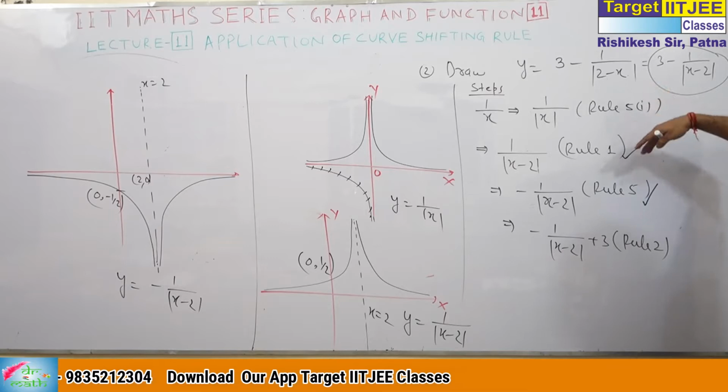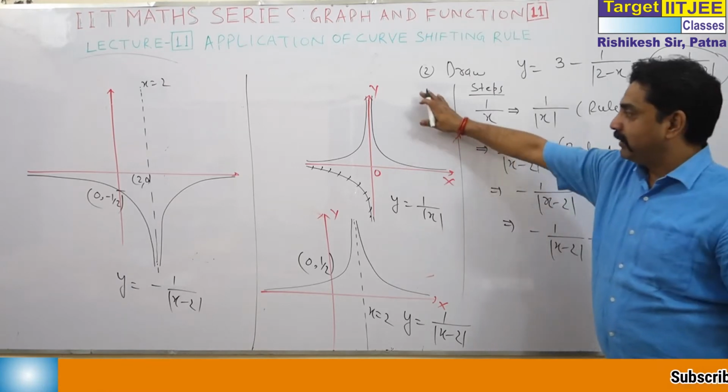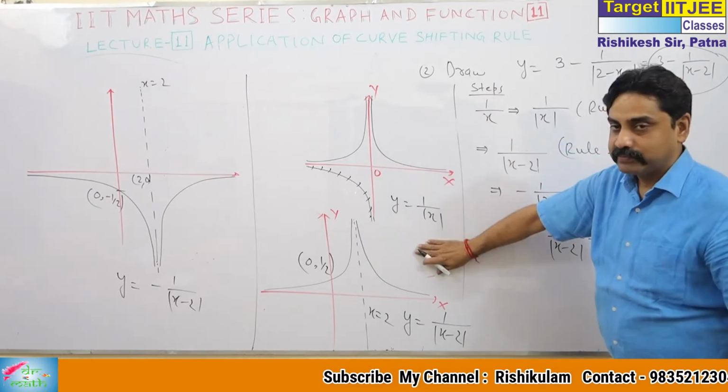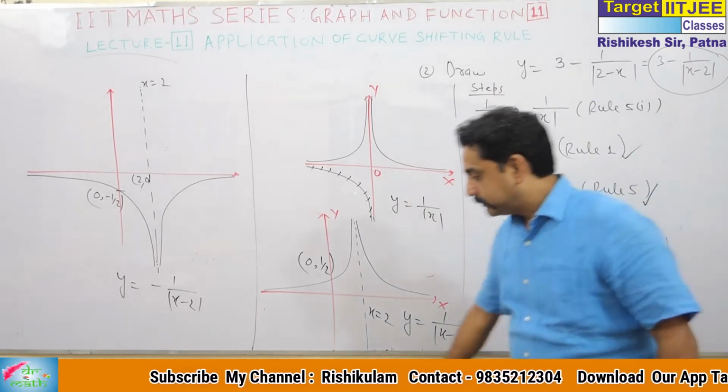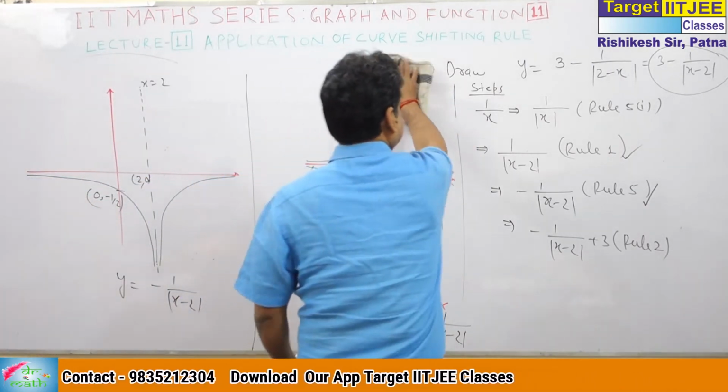And now when we add 3 units to them, we get the original graph. I am erasing just one, this one. I am erasing this one to get the complete final graph. Erasing this one and this one. Okay? I think you have copied. Let me erase to get the final one.